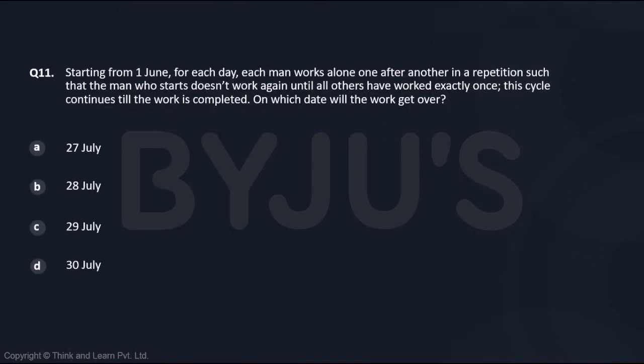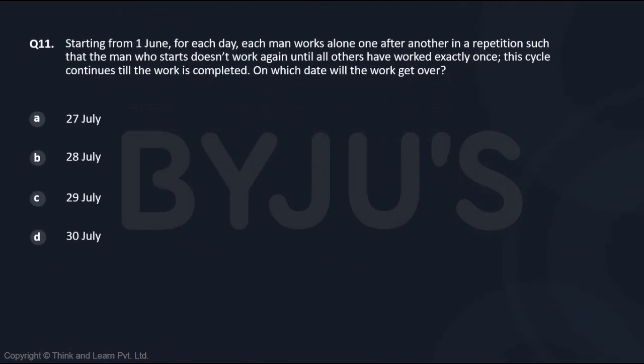Moving on to the next question. Question number 11. Starting from 1st June, for each day, each man works alone, one after the other in a repetition such that the man who starts doesn't work again until all the others have worked exactly once. So you are starting with A, then B, then C, then D. Let's say this is the cycle. This cycle continues till the work is completed. On which day will the work get over?